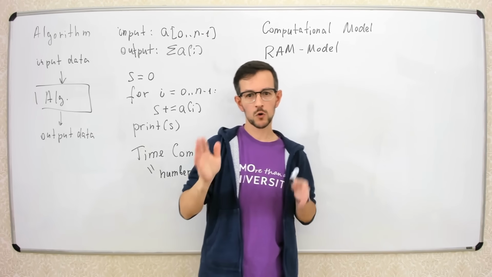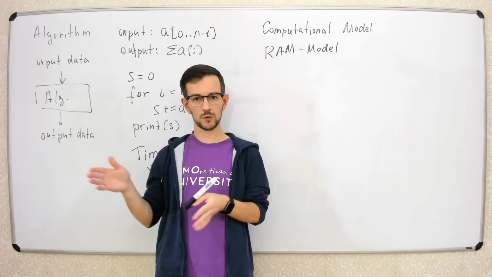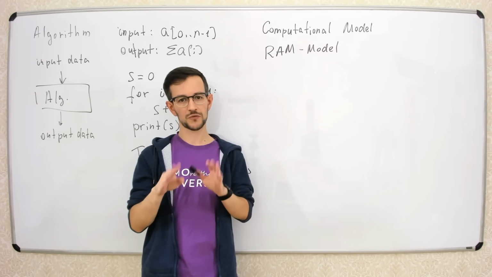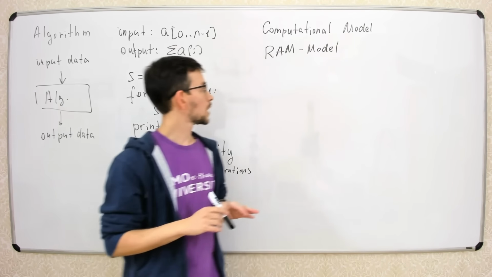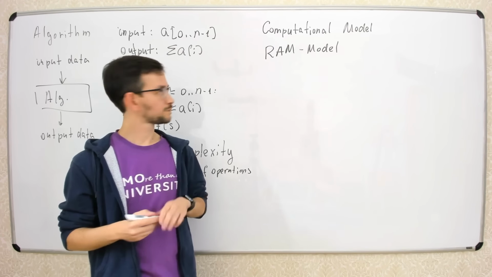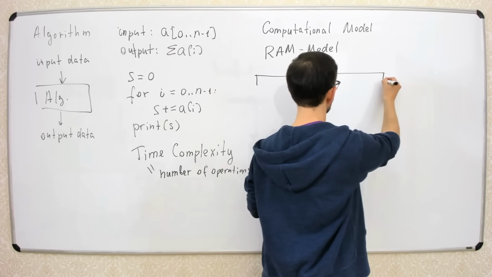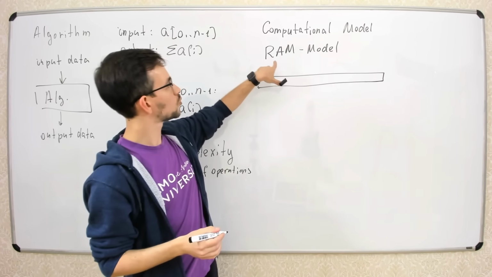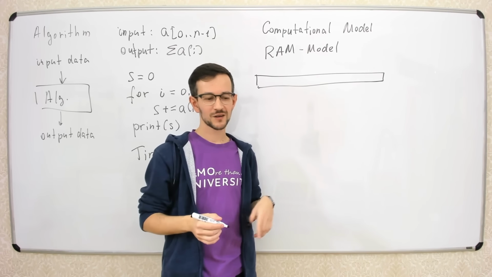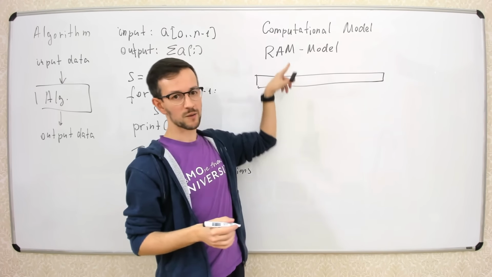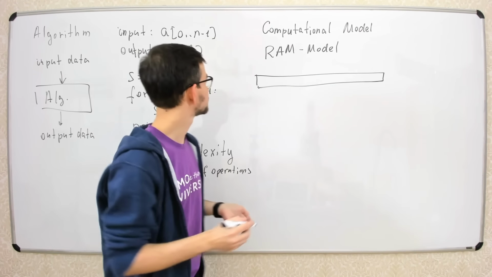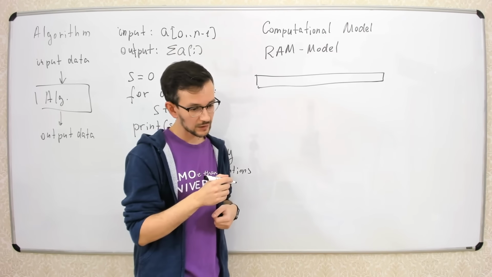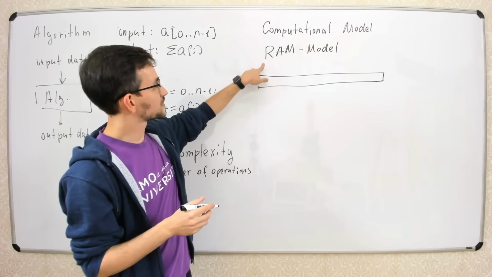RAM model is basically the model which simulates the usual processor you have in your computer. So it's somehow the simplified version of the regular processor. So how does it work? You have some memory. Now let's ask here. Does anyone know what RAM stands for? So these letters R, A, M, what do they stand for? Random access memory. Good. So it stands for random access memory.